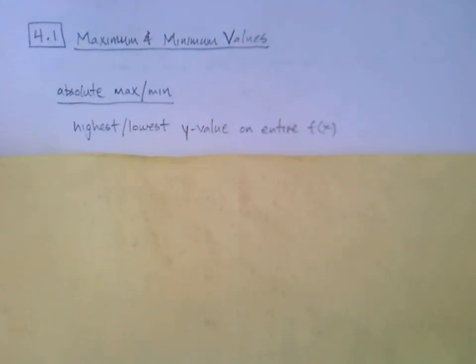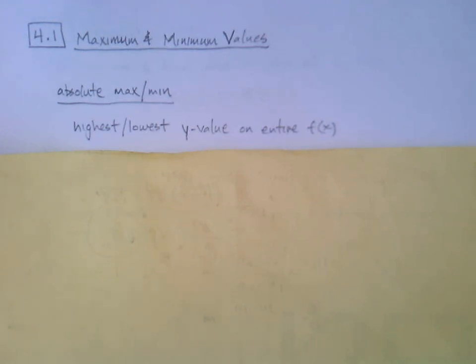Well, maximums and minimums. Okay, so we're going to define two types of maximums and minimums. You see the first one here, it's called the absolute max and the absolute min. The absolute max and the absolute min are the highest and the lowest y value on the entire function f of x. Makes sense? What's the very highest y value on the function? We'll call that the absolute max. What's the very lowest y value on the function? We'll call that the absolute min.